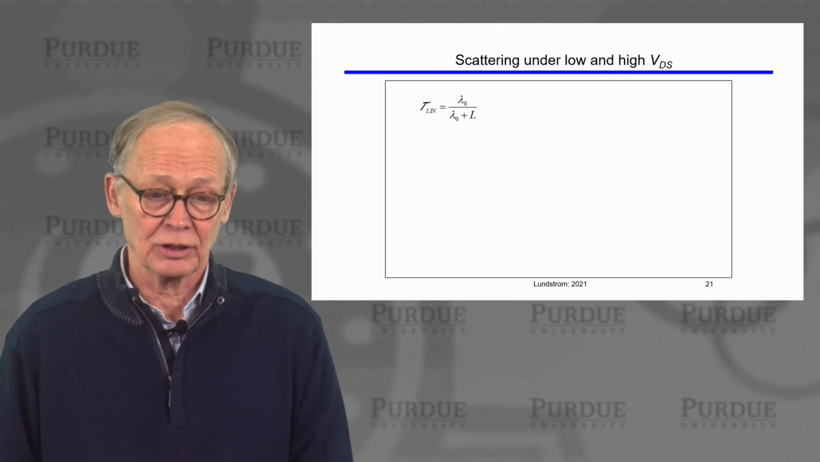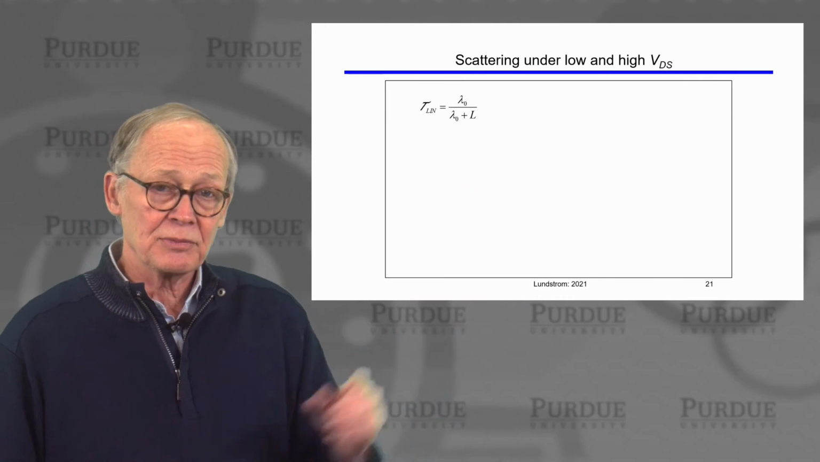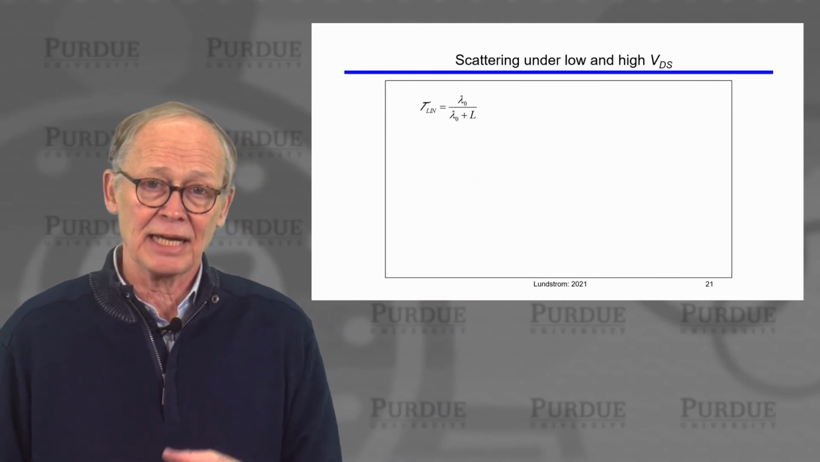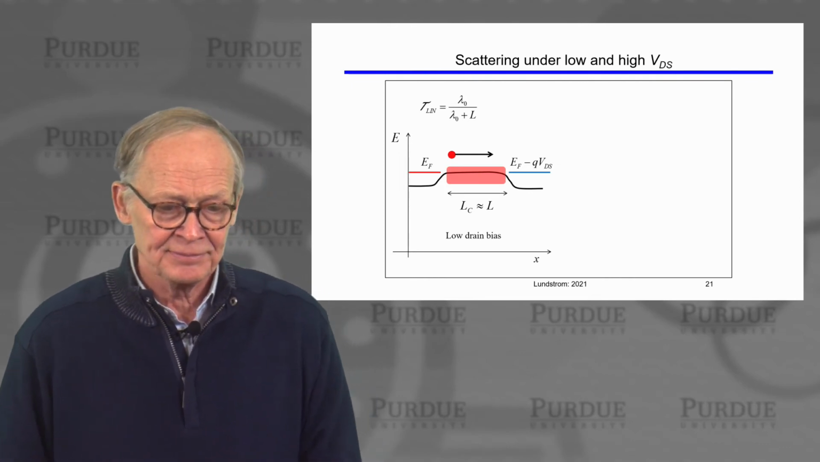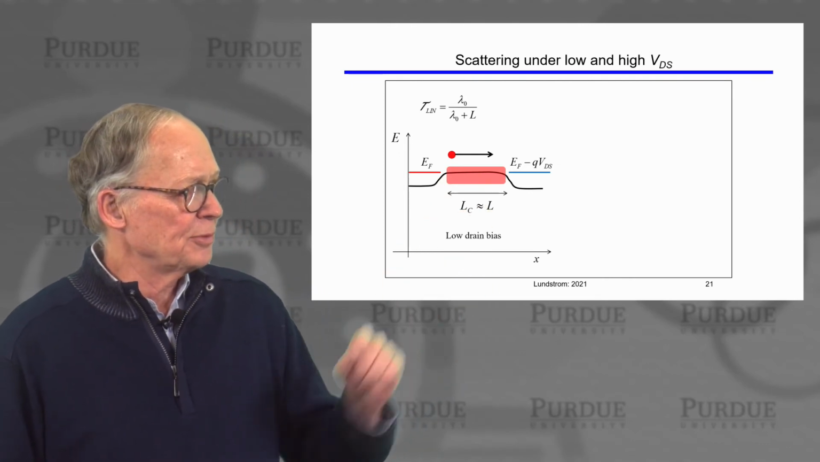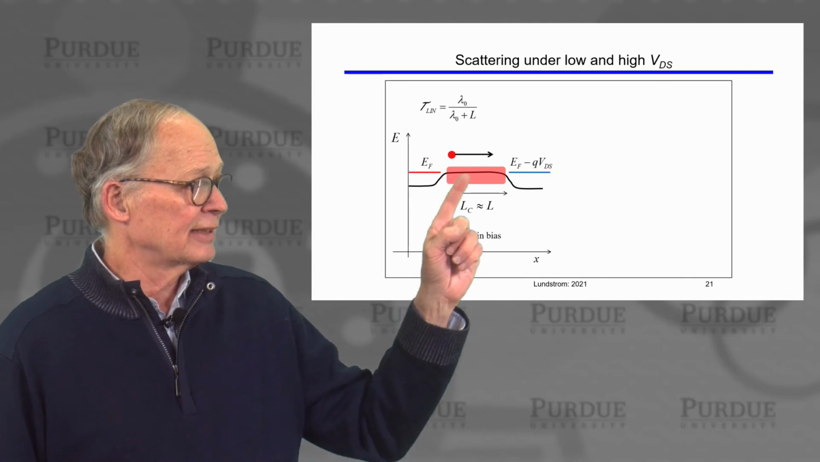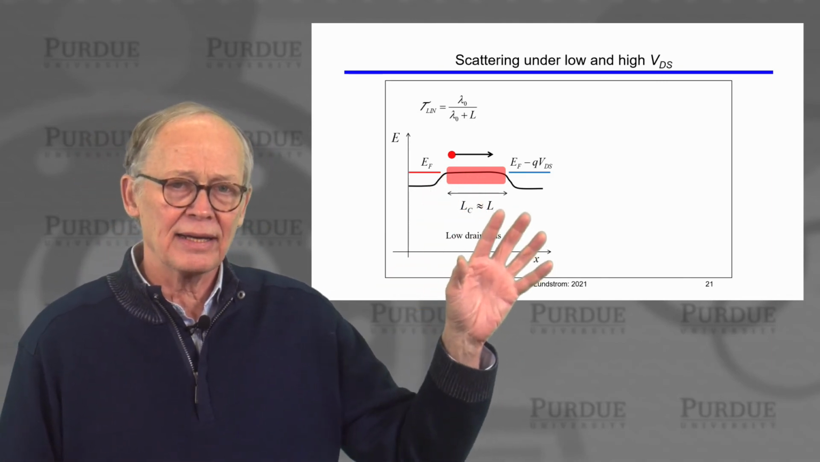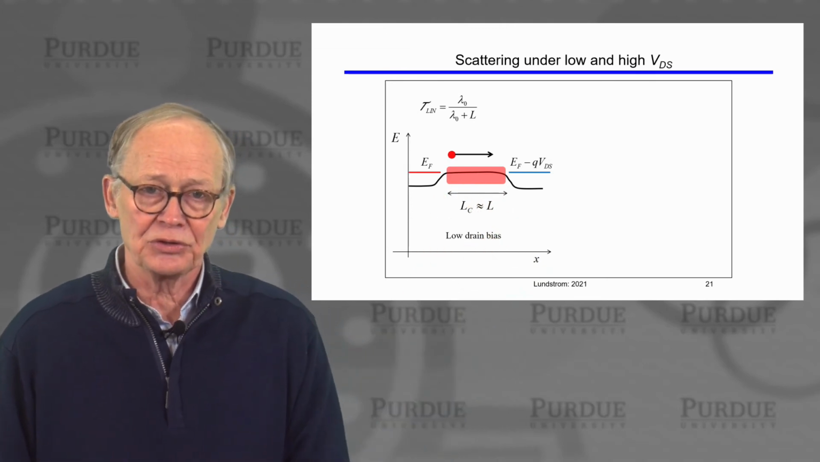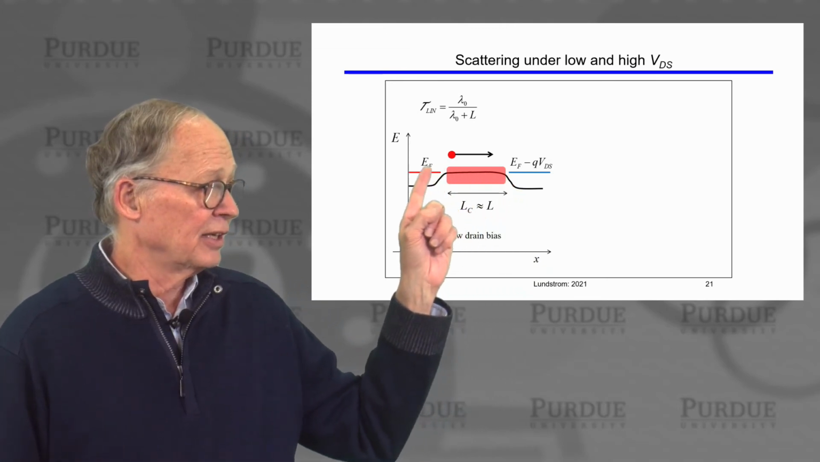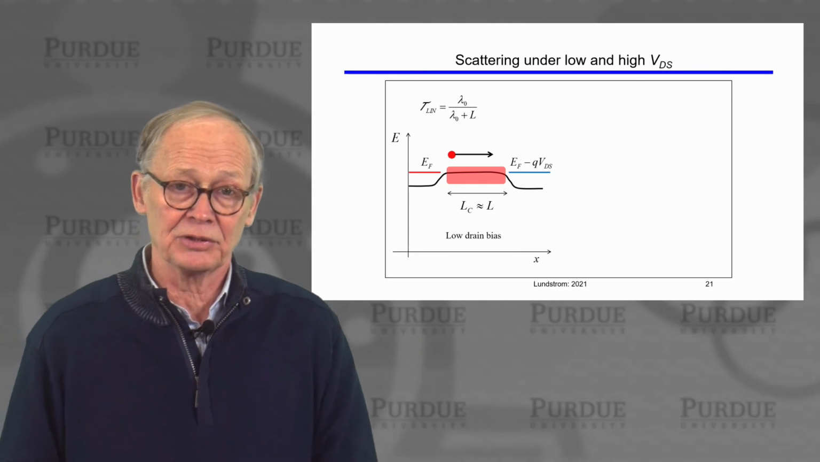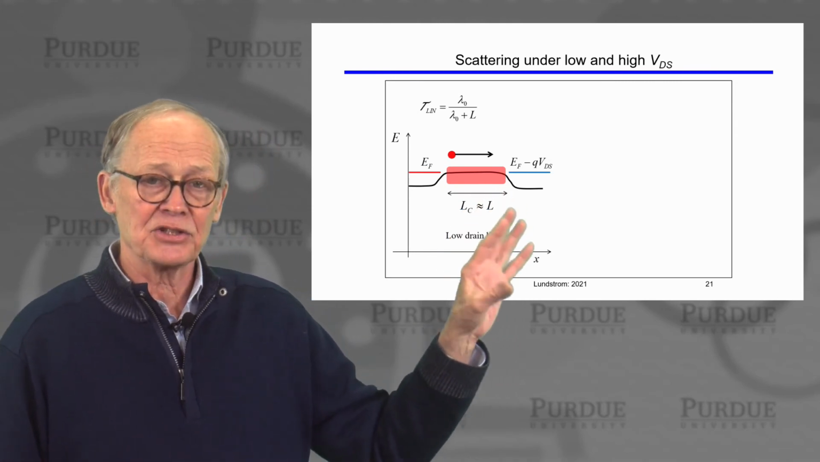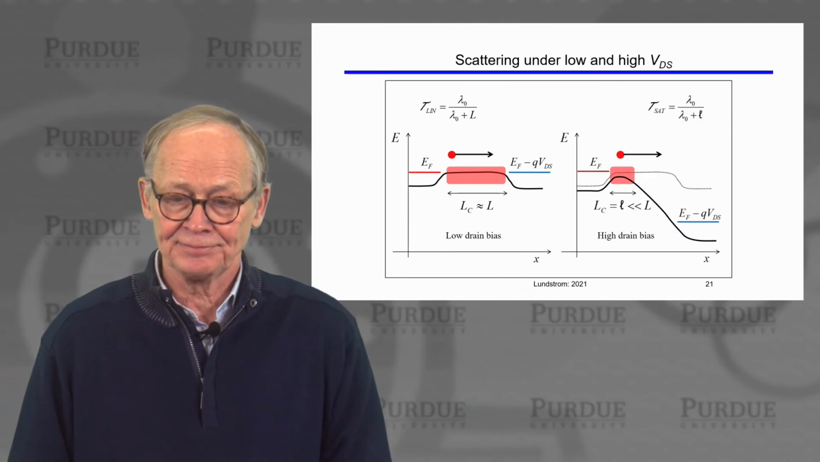Well, let's take a closer look. In the linear regime, we have a simple expression for the transmission. It's mean free path divided by mean free path plus channel length. The physical picture in an energy band diagram is that an electron is injected from the source. If it backscatters anywhere on its path towards the drain, there's a chance that it can return to the source and not contribute to the current. So the entire length of the channel matters for backscattering.